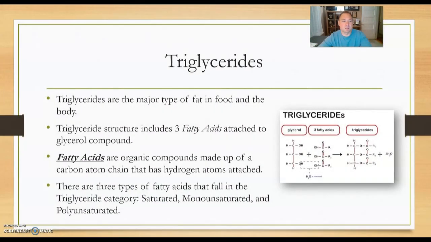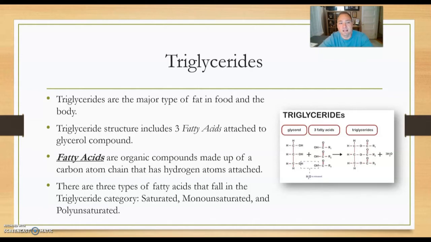All right, so what are triglycerides? This is the major type of fat in the food and in the body. So this will cause your blood fat levels to go up or down. Triglyceride structures include 3 fatty acids attached to the glycerol compound, which you'll see down below. You'll have the glycerol unit, then 3 fatty acids. Together they create the triglyceride. And you got to see on the previous slide where it had the glycerol unit and then 3 fatty acid chains on top of it.